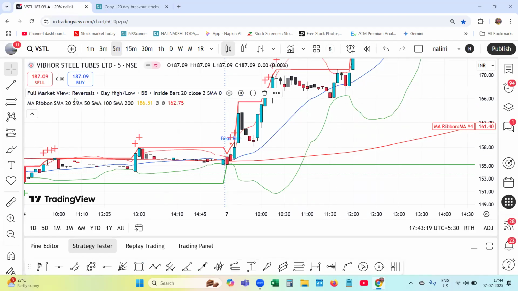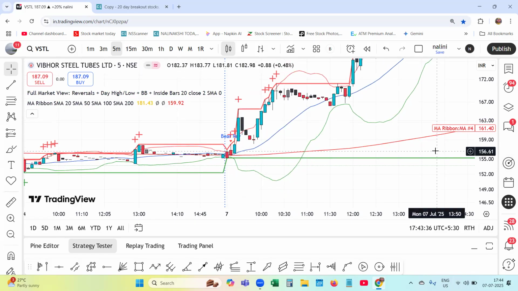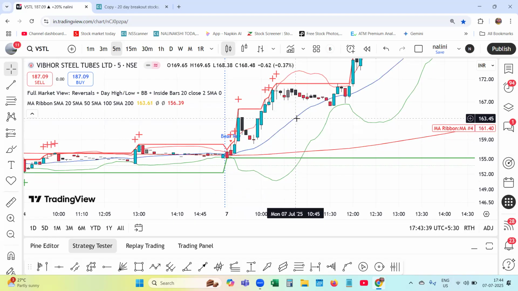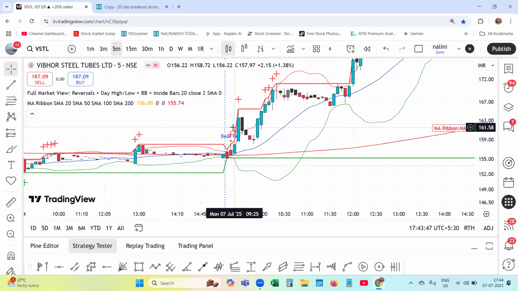Template, I've told you, in this indicator, it has been constructed. I've included Bollinger Band, inside bar, and day high and day low. All these things are there in this. So automatically, if I apply the Bollinger Band, I get the 20 period moving average. And if the price goes above the Bollinger Band, here you can see the 5-minute candle breaking above the Bollinger Band, breaking out of the upper Bollinger Band.